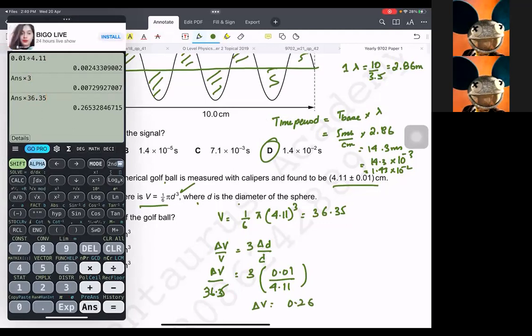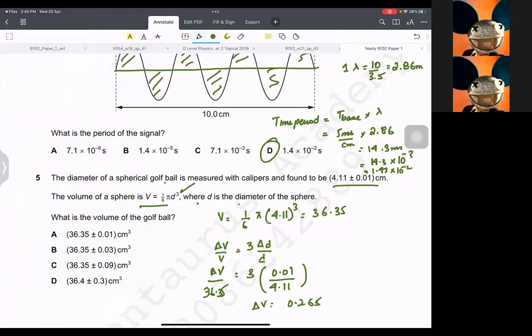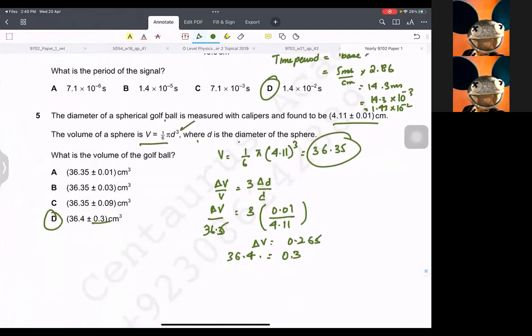Now, uncertainty is always one significant figure. So when you take it to one significant figure, this is 0.3. So this is the correct answer. And the answer you got rounded to the correct decimal places, so 36.4. So if you don't remember how it is done, please remember: uncertainty is always one significant figure, and the answer should be in equal decimal places as the uncertainty. So that is the rule, if you don't remember.